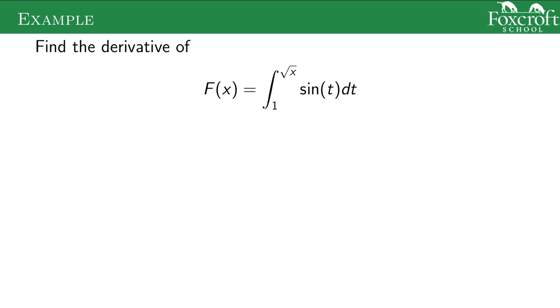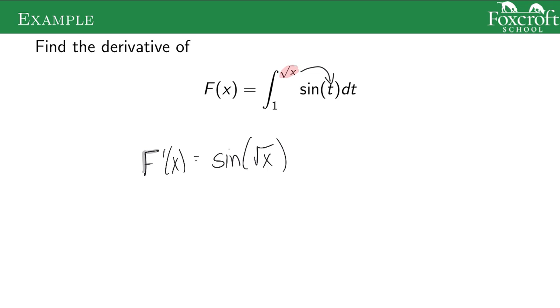Now, what about this one? This is an accumulation function, but there's one extra thing that makes it slightly more complicated: at the top we have the square root of x instead of just an x. So this is the same thing, but it's a chain rule problem. The first part of my derivative is going to be just like before. I just plug that in. Just like before we put that x in, now we're going to put the square root of x in.